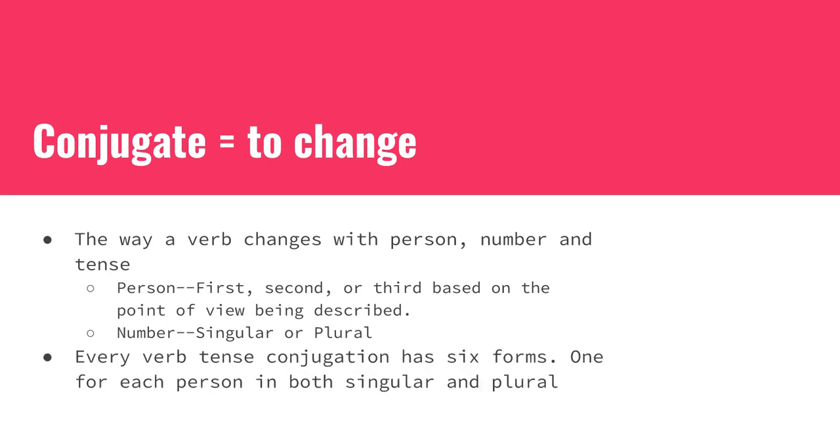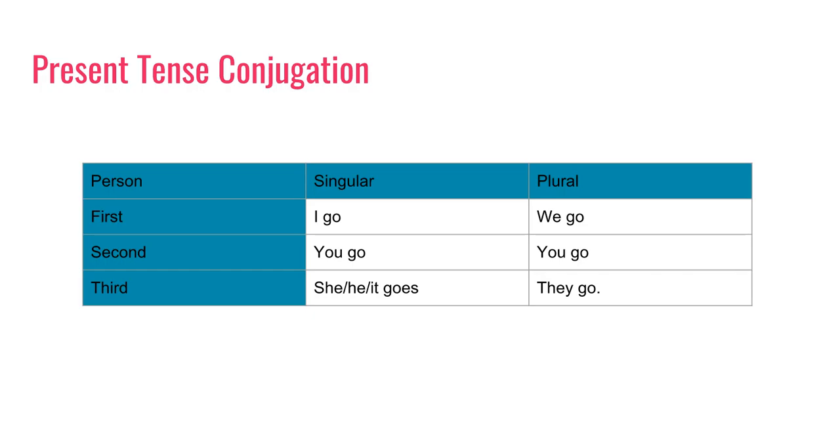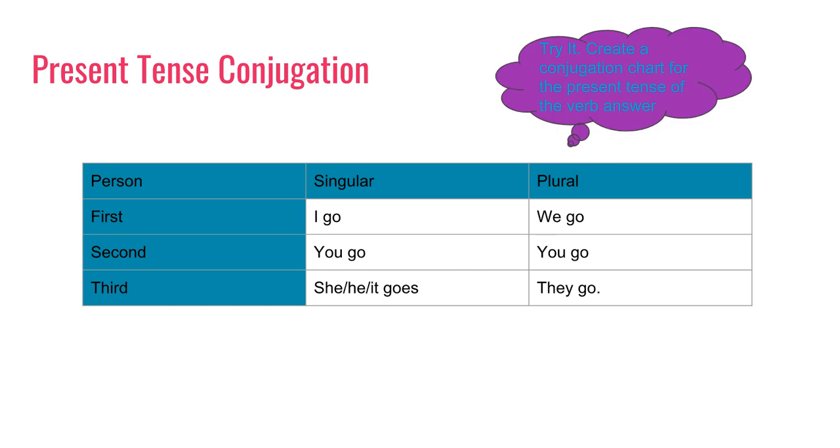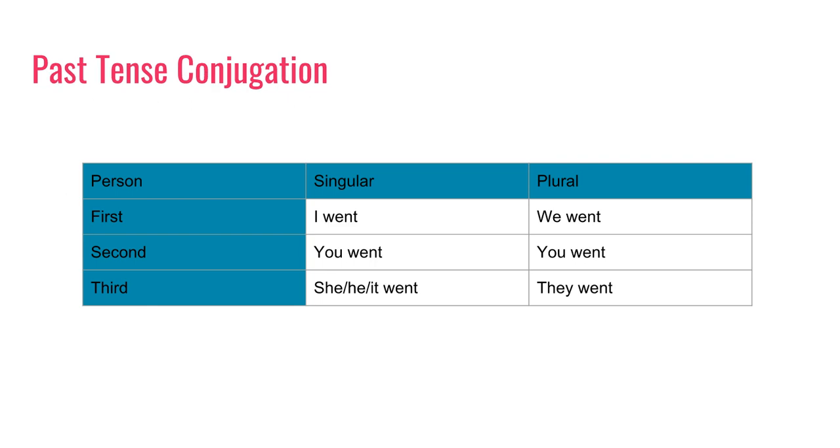Every verb tense conjugation has 6 forms, one for each person in both singular and plural. Taking a look at what that looks like in present tense, you see I go for singular, we go for plural, you go for both singular and plural, she, he, or it goes for singular, and they go for plural. On your own, I want you to draw this chart in your notes and conjugate the verb answer, first, second, and third person in singular and plural. What would answer look like? Pause your video, put that in place now.